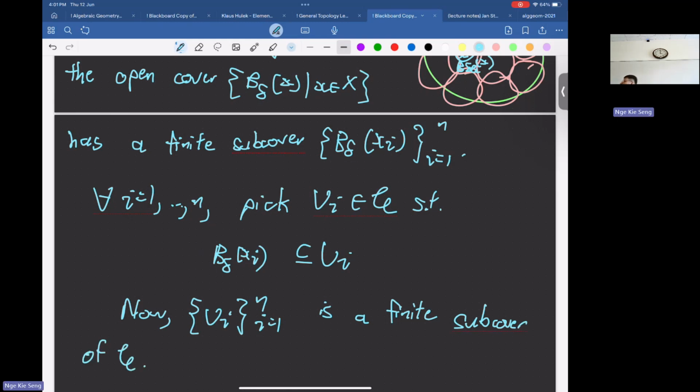So you can see how useful the Lebesgue number lemma is here. You can make sure that your ball is living inside one open set, and then you use totally bounded to control how many balls you need, finitely many balls, and then you just look at a larger U that contains all these balls. Because the small ones already cover X, surely the larger ones also cover X.